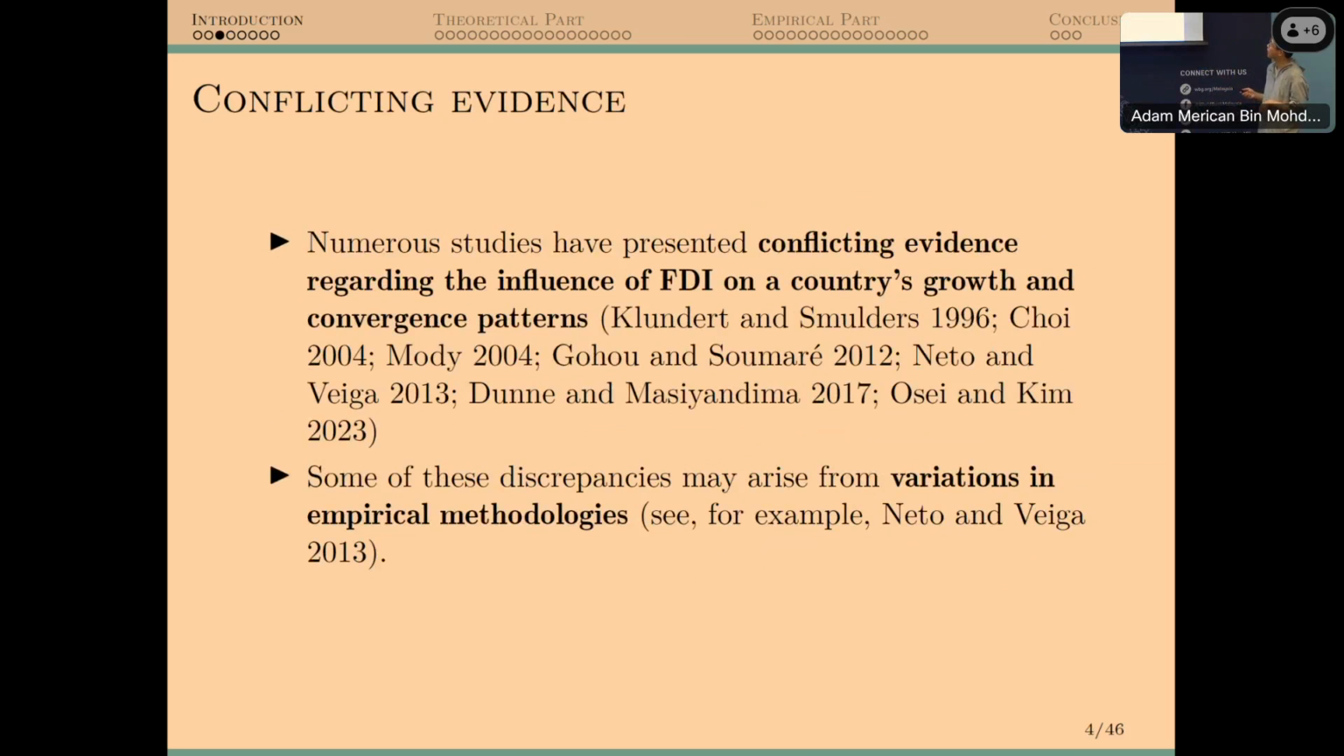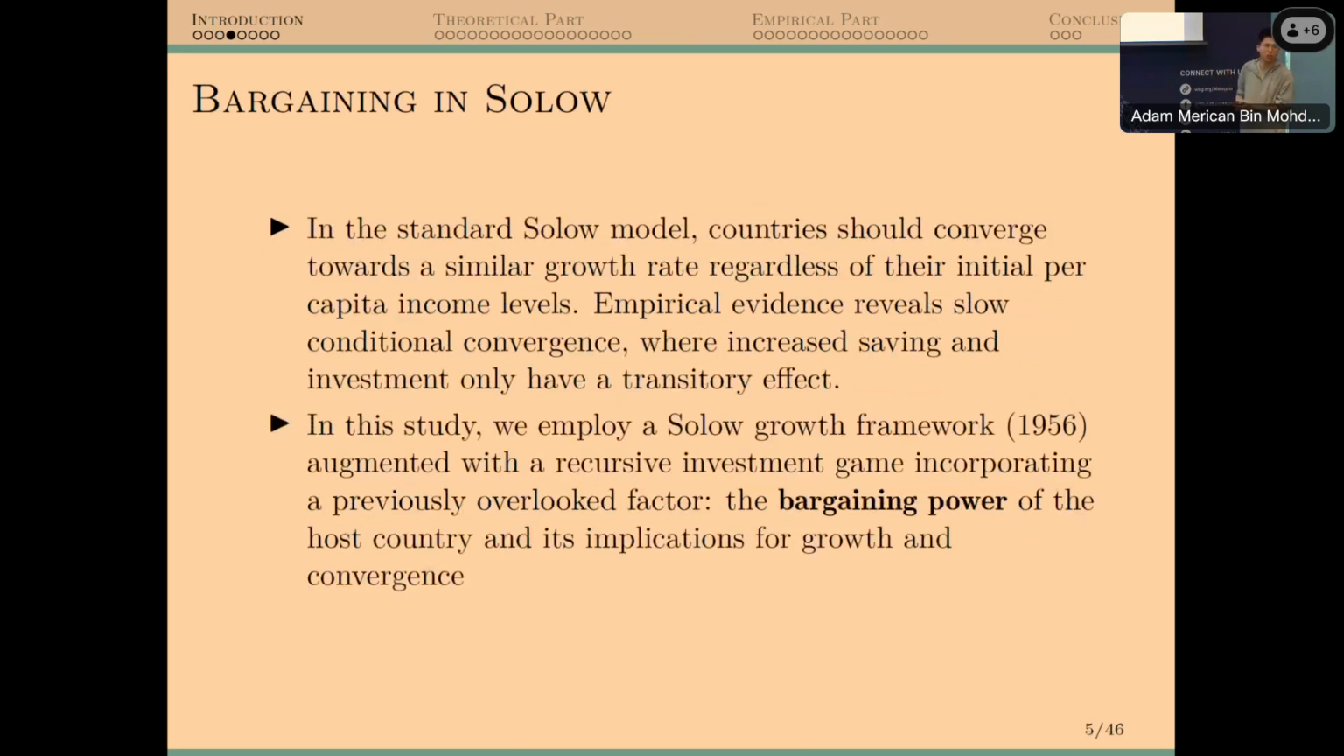Exactly, yeah. Okay, so as we all know, the Solow model is a traditional and classic model to see whether a poor country can catch up with the rich. The theoretical part of the Solow model tells us that two countries, in spite of their initial economic situation, catch up based on technology, etc. Sometimes increased saving and investment only gives some transitory effect. So in this study, we employed the Solow model with a regressive investment, incorporating a previously overlooked factor, the bargaining power of the host country and its implications for growth and convergence.